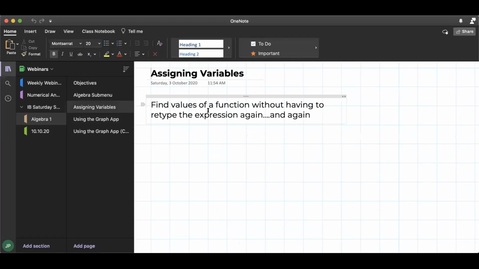This feature called assigning variables, in my opinion, as far as algebra is concerned, is very important. How you assign a variable or a function. It is for finding the values of a function without having to retype the expression again and again. So let's look at that part also. One more handy thing you can keep in mind for today.